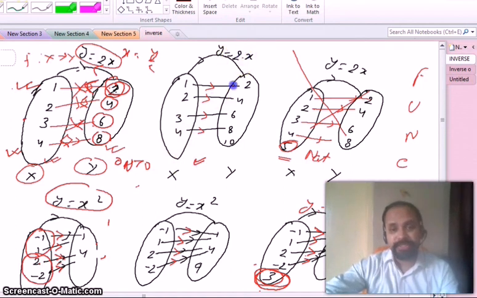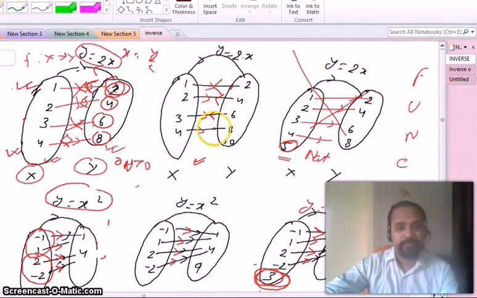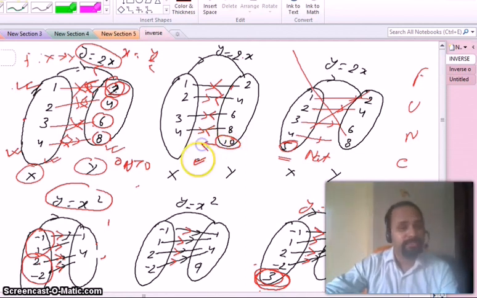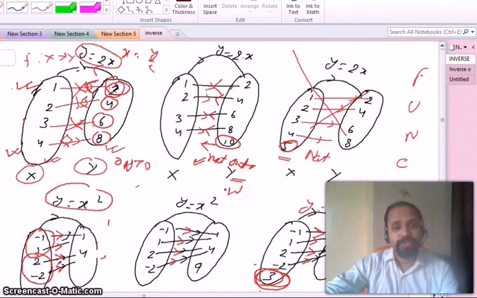For this image 2 we have a pre-image 1. For this image 4 we have pre-image 2. For this image 6 we have pre-image 3, and for 8 we have pre-image 4. But there is an image that is 10 which does not have any pre-image. Okay, 10 does not have a pre-image, so it is not onto. And the function which is not onto is called into function.